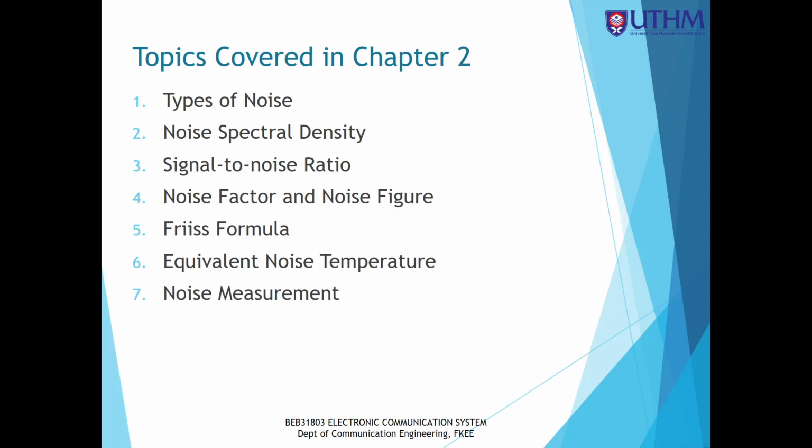So topics covered in chapter 2, we have types of noise, noise spectral density, signal to noise ratio, noise factor and noise figure, Friis formula, equivalent noise temperature, and also the noise measurement. And the core topics in chapter 2 are SNR, noise factor, noise figure, and also the Friis formula. So these are the core topics in chapter 2.